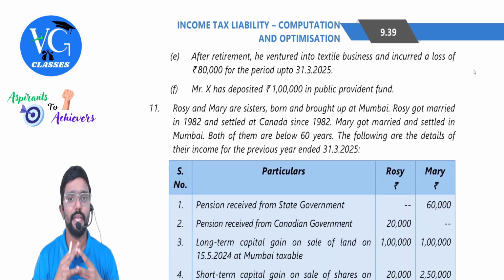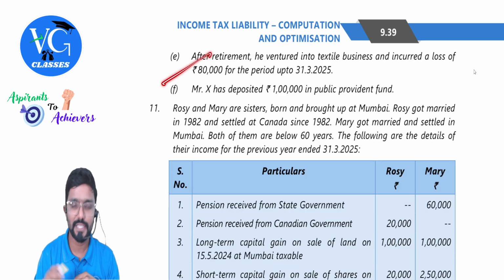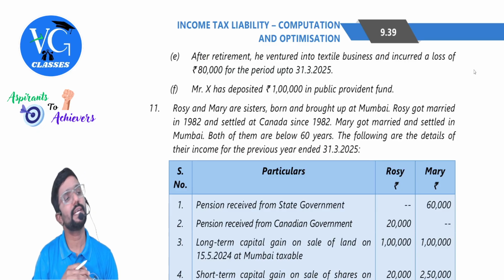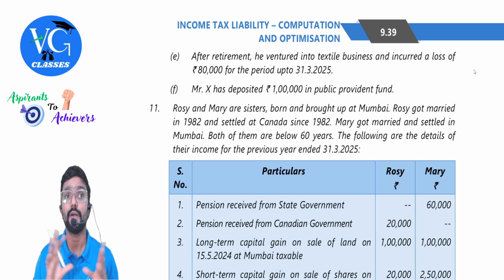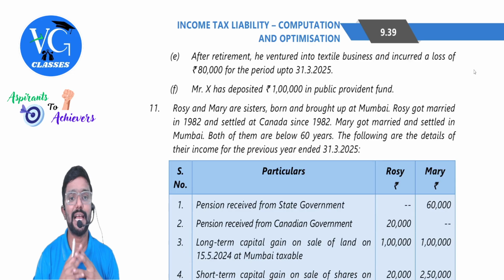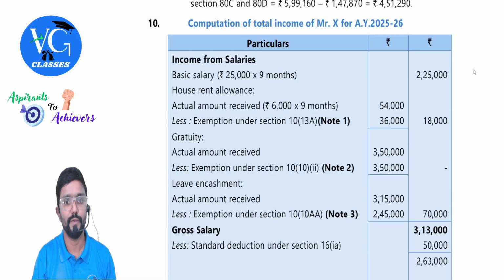After retirement, he ventured into a textile business and incurred a loss of 80,000 for the period up to 31st March 2025. Textile business loss. Can business loss be adjusted against salary income? No, it cannot be. Even though it is current year, you cannot adjust the loss under the head PGBP against salary. Mr. X has deposited 1 lakh in PPF, guys. That is a Section 80C deduction. So we will see the answer.